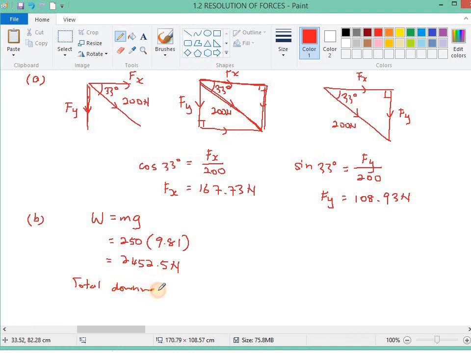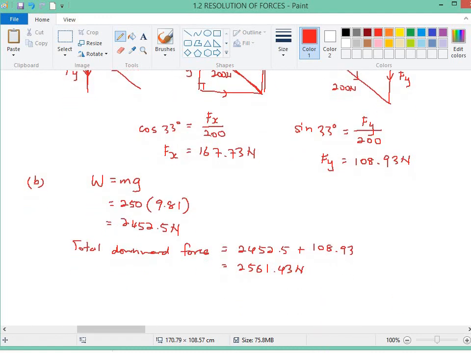So total downward force is 2452.5 plus 108.93. So you get 2561.43 Newton. Okay? Any problem?